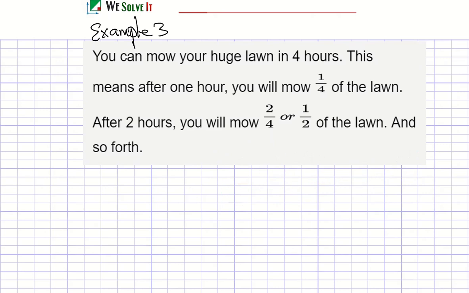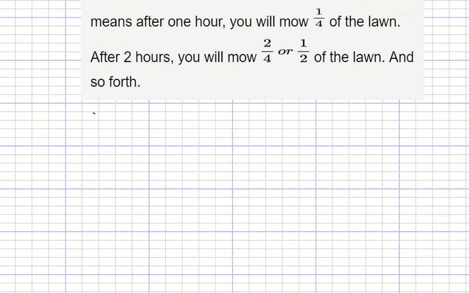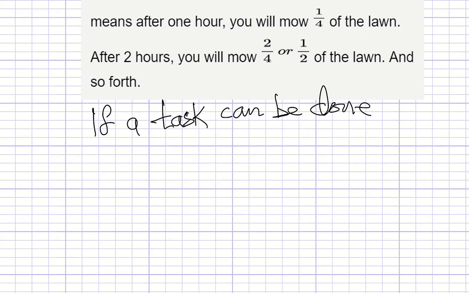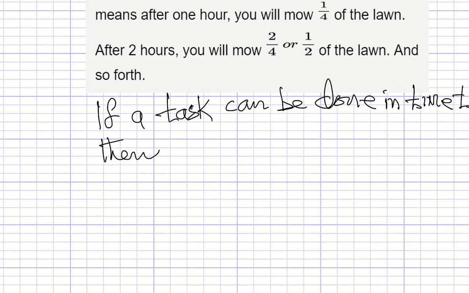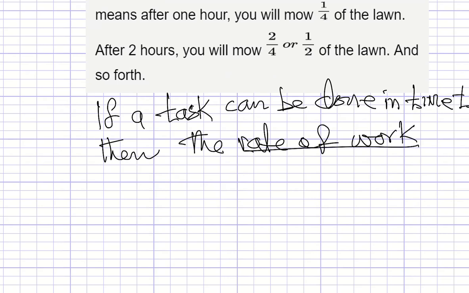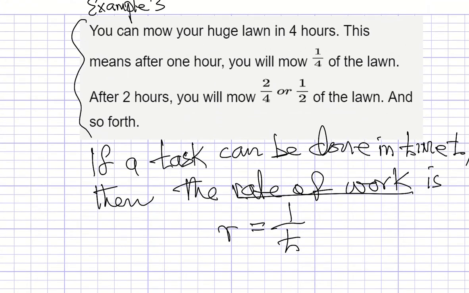The most important idea, look at this. It says that if a task or a job can be done or completed in time t, then the rate of work, pick up on that, the rate of work is rate equals 1 over t. That's basically what is going on here.